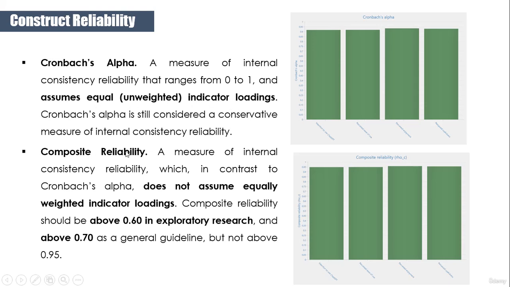On the other hand, composite reliability is also a measure of consistency, and it does not assume equally weighted indicator loadings. It also ranges from 0 to 1, but it should be above 0.70. Sometimes above 0.60 is acceptable if the research is exploratory in nature, but in general, we want to see that it is higher than 0.70. So by using these two measures, we can easily assess the reliability of the construct.